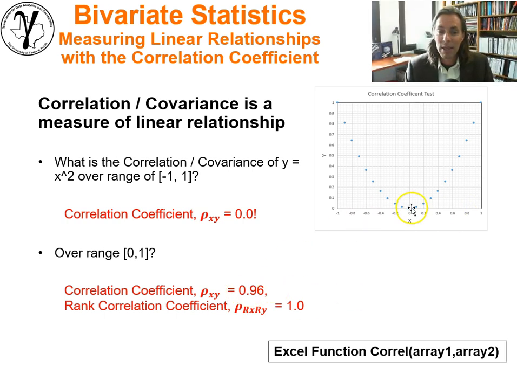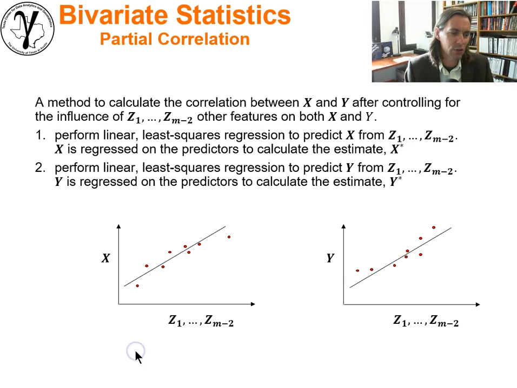to 0.96 because this is nonlinear, but it's not that nonlinear. It departs a little bit, and so you do okay. The rank correlation coefficient comes back as a correlation coefficient of 1.0 because it's able to account for the nonlinear feature. It's more robust with nonlinear features.